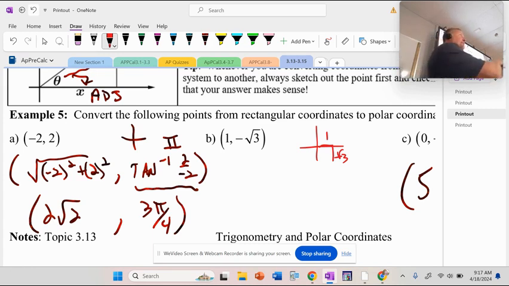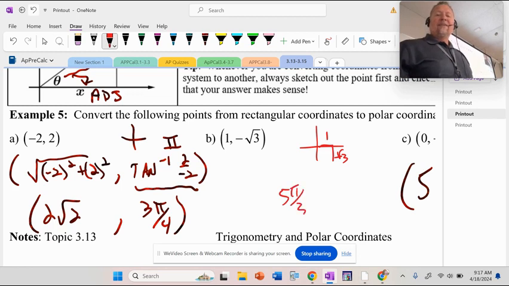Over 3 is opposite root 3. Remember that? Root 3 over 3s. I don't know, it's one or the other when I tried a different way of figuring out these angle measures. So I already know the angle measure. It's 5 pi over 3. That's the only way I can get in quadrant 4.